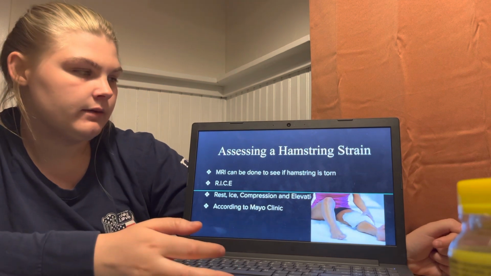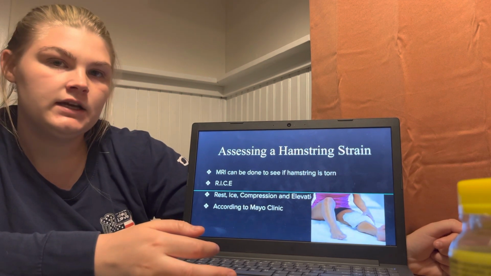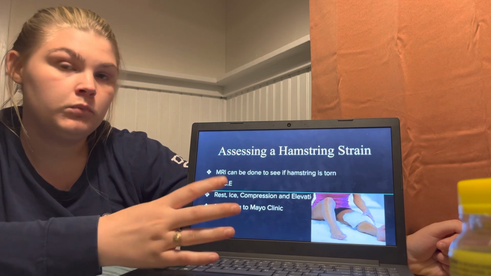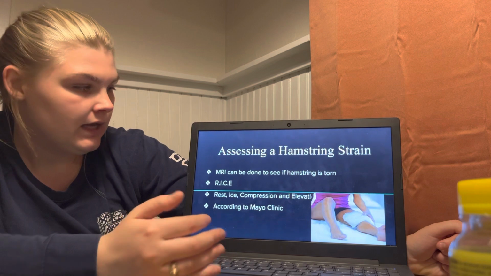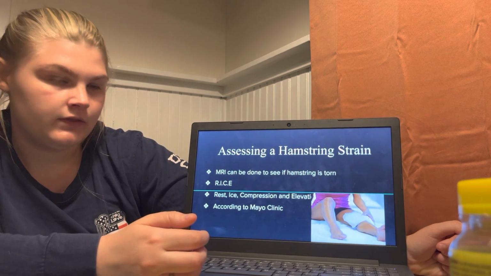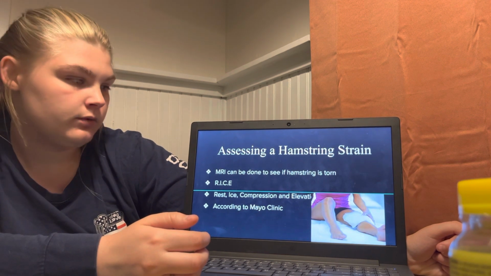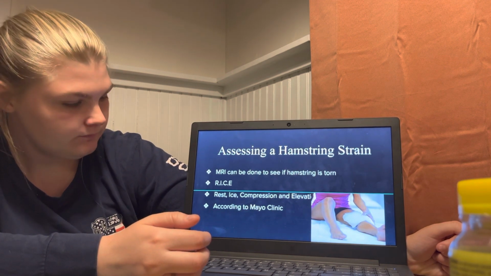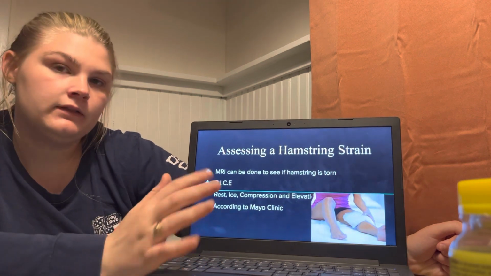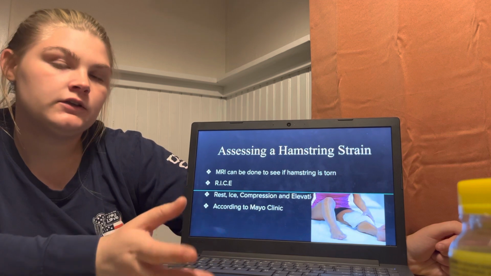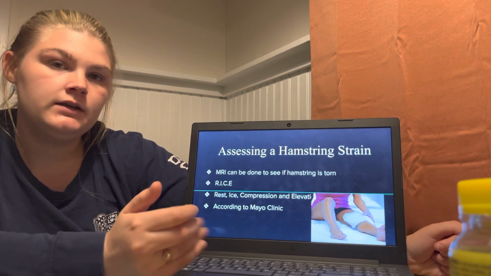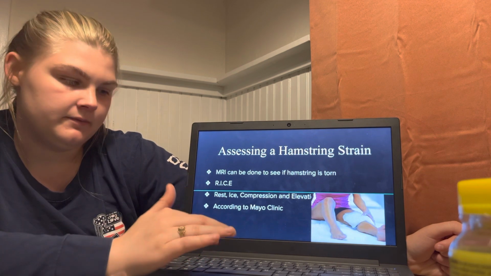So how do we assess a hamstring strain? A test that can be done is an MRI to see if the hamstring is torn, pulled, or strained. An MRI can tell all that. You can also do the RICE method, which is rest, ice, compression, and elevation. This is all according to Mayo Clinic. And like I said, with the last injury, you want to do this as soon as the hamstring is torn or pulled, to bring down the swelling and to bring down the pain.